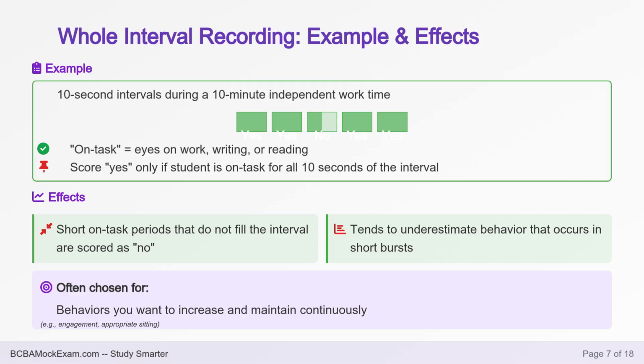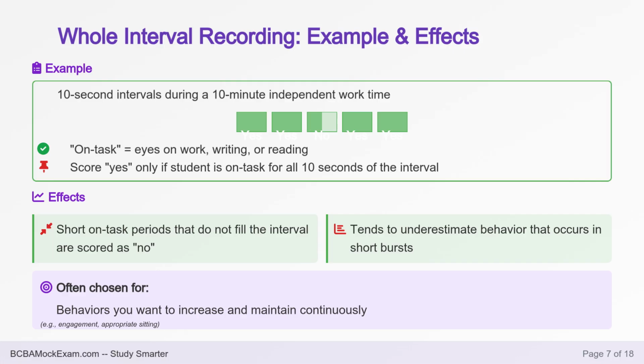You score yes only if the student is on task for all 10 seconds of the interval. If they look away or stop working for even a few seconds, it becomes a no. What happens? Short bursts of on-task behavior that don't fill the whole interval are scored as not on task. So whole interval tends to underestimate behavior, especially when performance is choppy or variable.